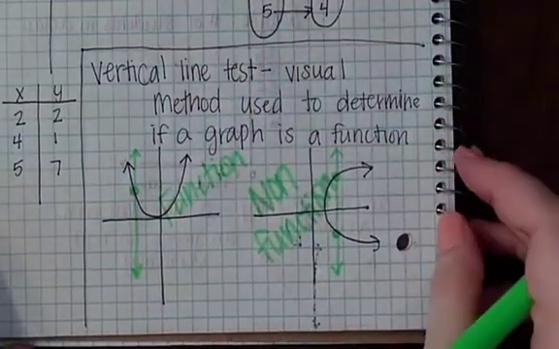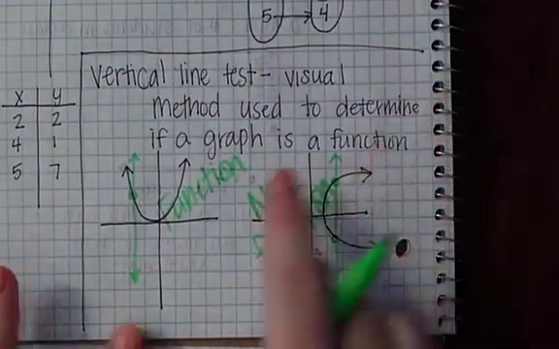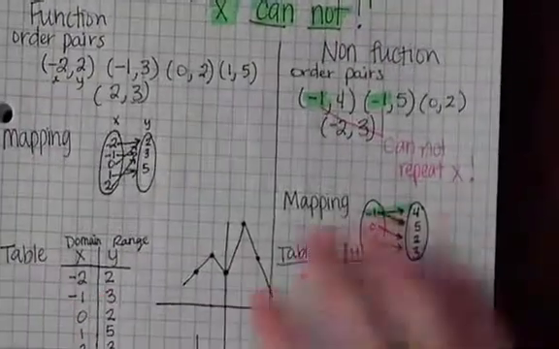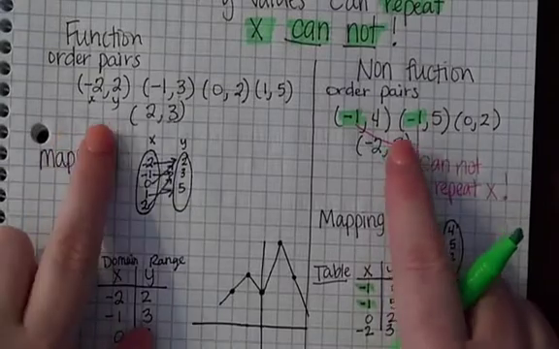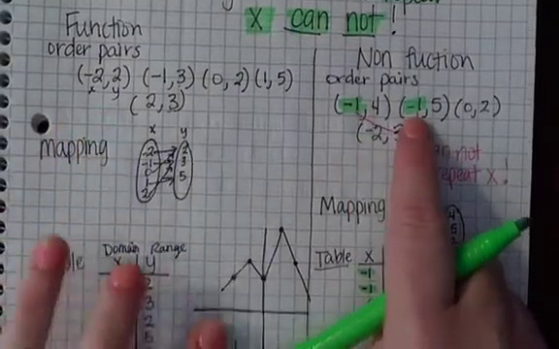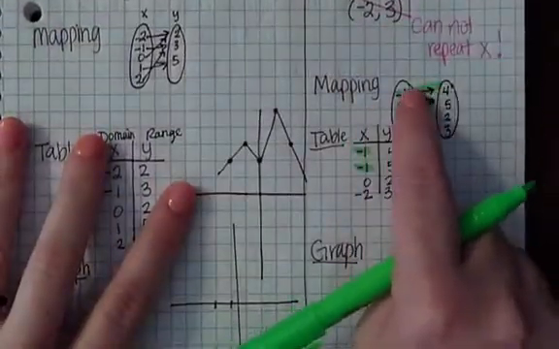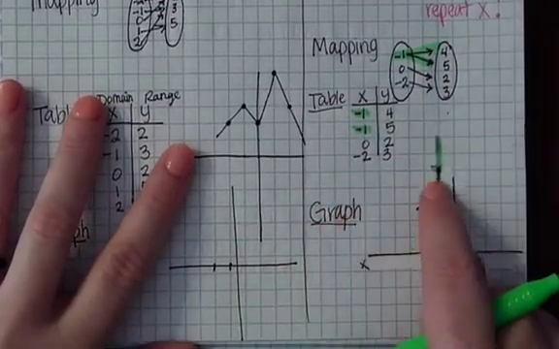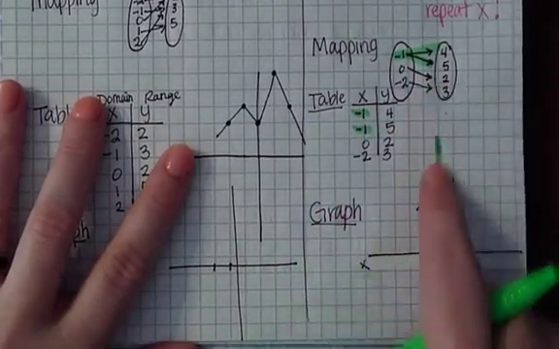So that was our big thing that we wanted to talk about today, was how to decide if something is a function or not a function. And really, you need to be able to remember all of the ways. So in an ordered pair, x cannot repeat. Mapping, you can't have an arrow that goes to 2. Table, x cannot repeat. Graph, x cannot repeat. Or the vertical line test.